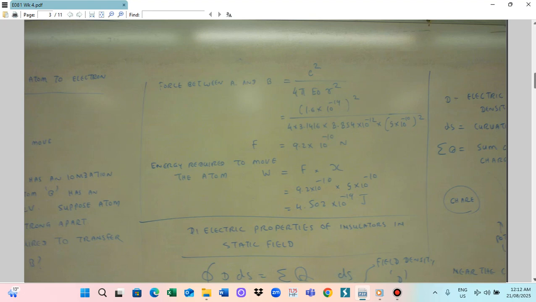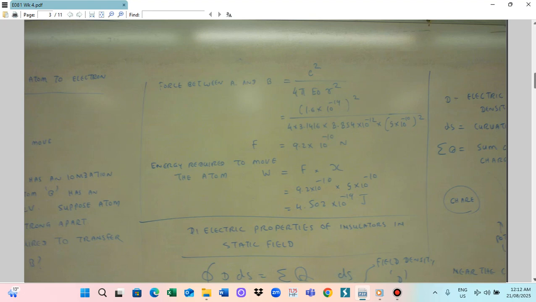Pi is 3.1416. Epsilon-zero is a constant. The epsilon-zero value is given as 8.854 multiplied by 10 to the power minus 12, and then the distance. The distance means 5 Angstrom.